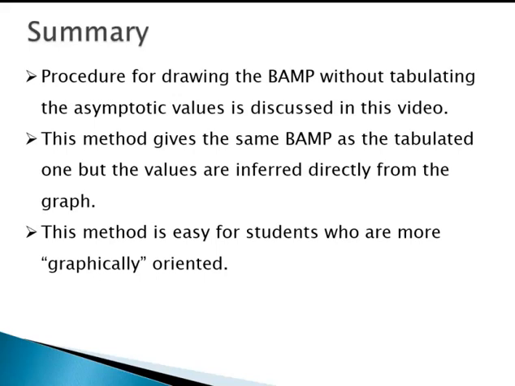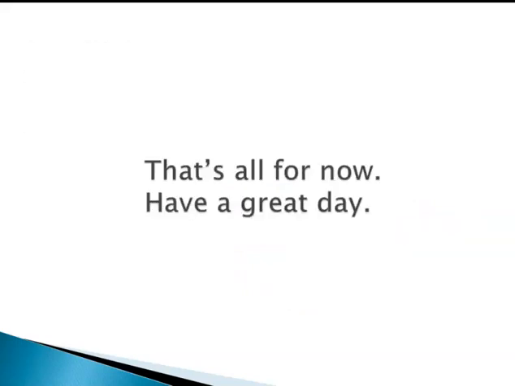So to sum it up, we have seen the procedure for drawing BAMP, that is body asymptotic magnitude plot, without actually tabulating the values. We inferred them from the graph sheet. Obviously this gives the same BAMP as the earlier attempt, but this is easy for students who are more graphically oriented. I think that's all we have for now.